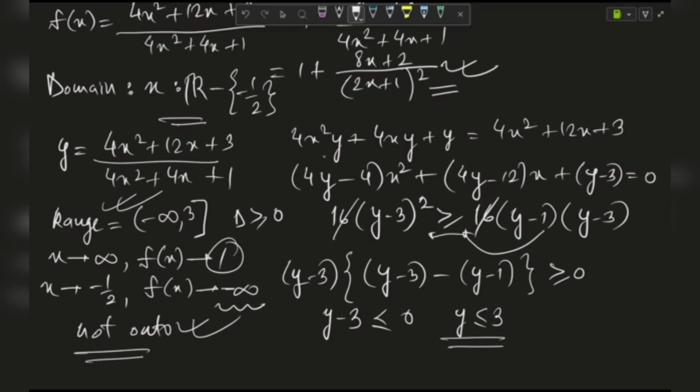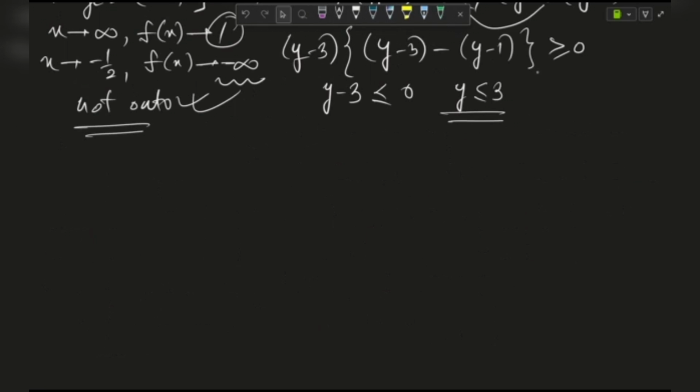There are other ways to find the range for this function. I guess they are simpler, and I should have done that, but this is the standard method that most of you adopt, so I did that. So now we will proceed to the next option. Our option A is wrong.